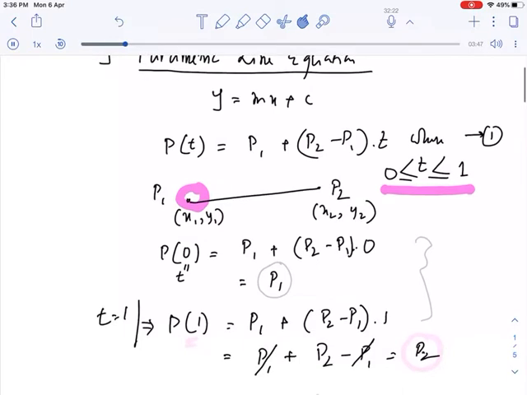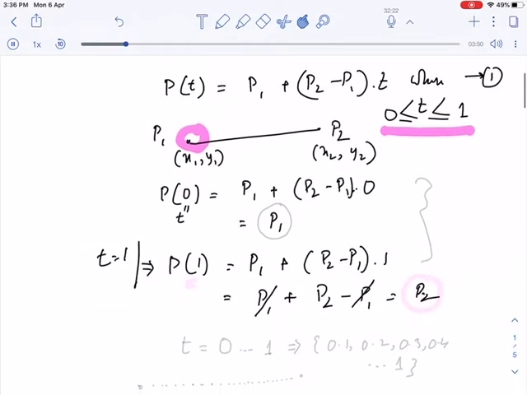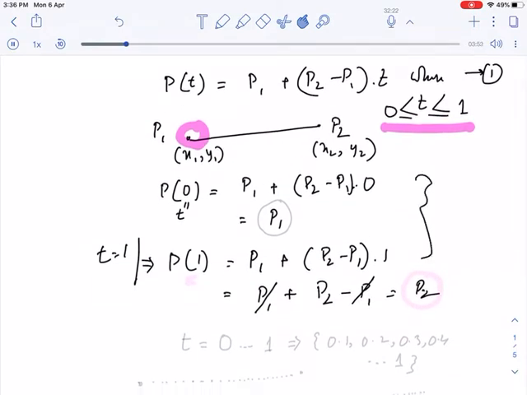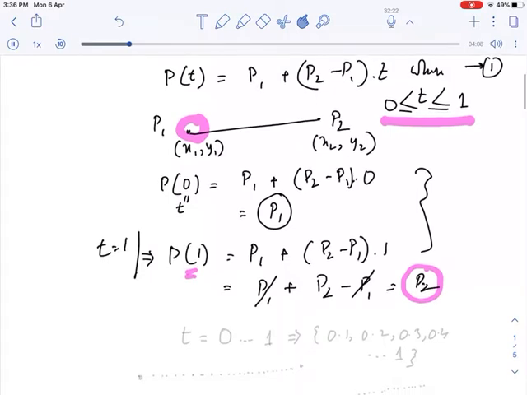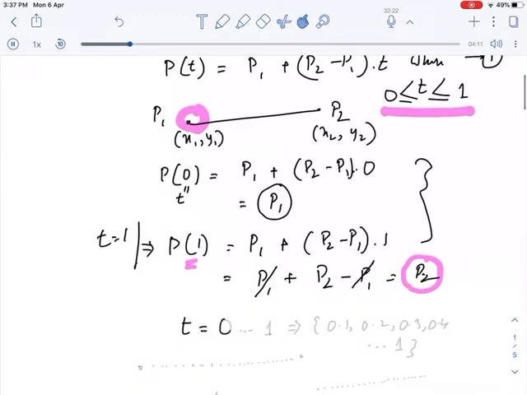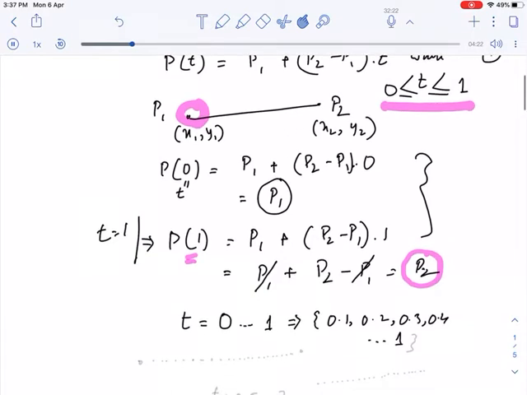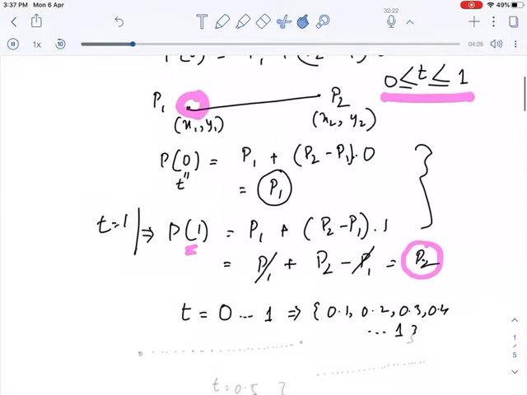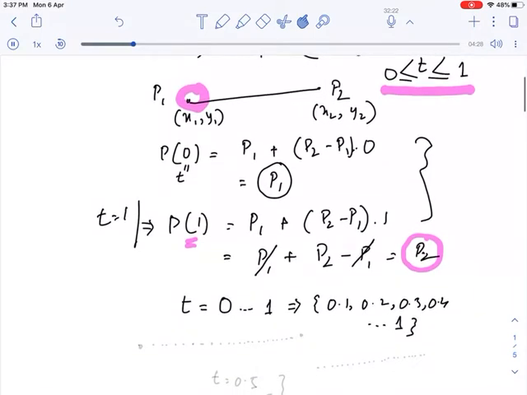So it is quite simple to see that when the value of t is 0, it gives the first point, and when the value of t is 1, it gives the second point. So what is the meaning of that? The meaning is that by changing the value of t from 0 to 1, that is t may get the value like 0.1, 0.2, 0.3, 0.4, etc. up to 1, we will get all the in-between points within the line.